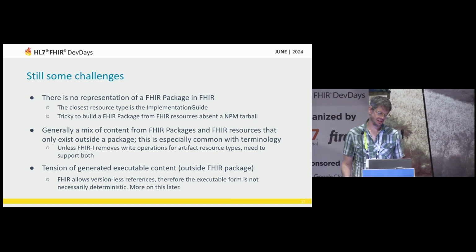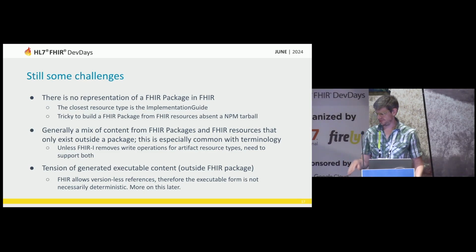So the last challenge is that many times you can create canonical references without the version. The version's actually optional. And so how do you handle that downstream when you're referencing LOINC, but you don't reference LOINC 2.74? It's hard to have deterministic operations if the references aren't versioned.